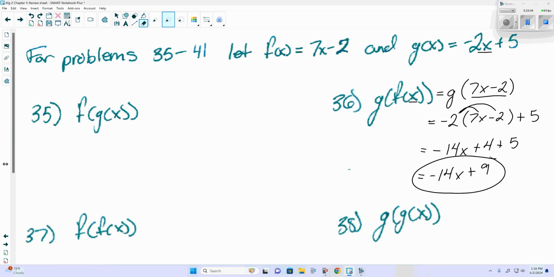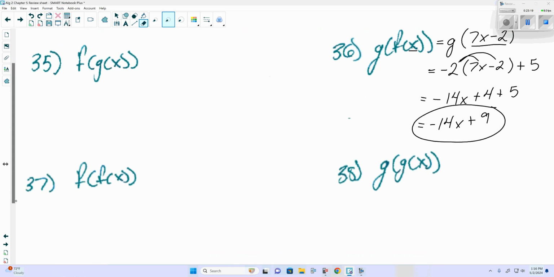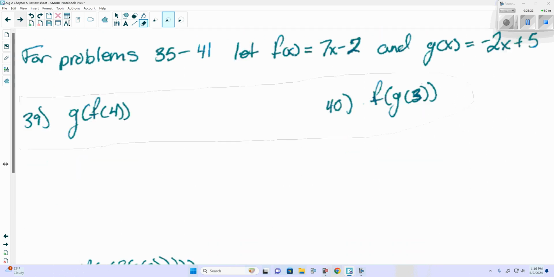Questions on this here? 35, 37, or 38. Is there another one of those that we want to look at? Do we feel comfortable with these composite functions? So we'll look at it next, but do we feel good with these here? Yep. Okay.